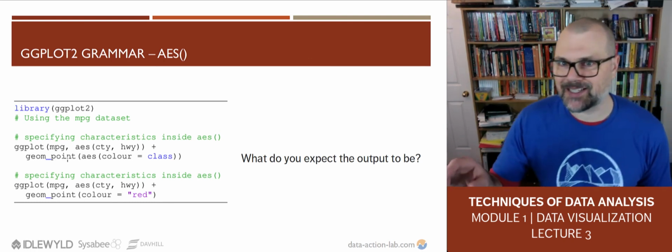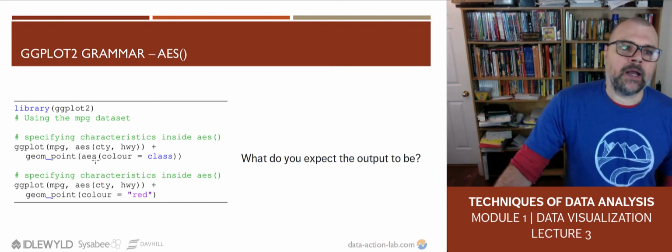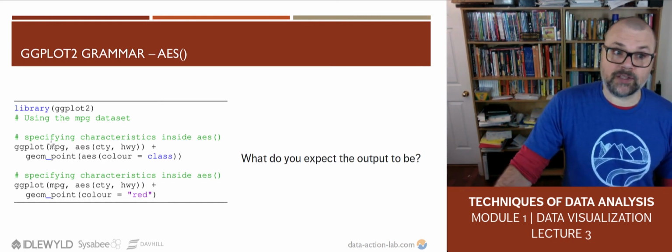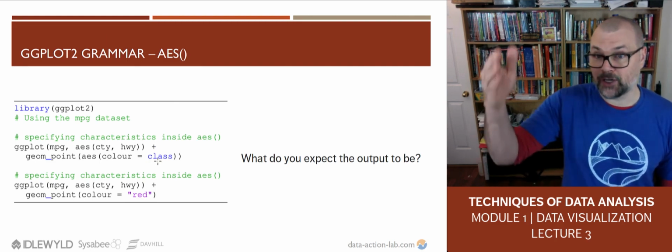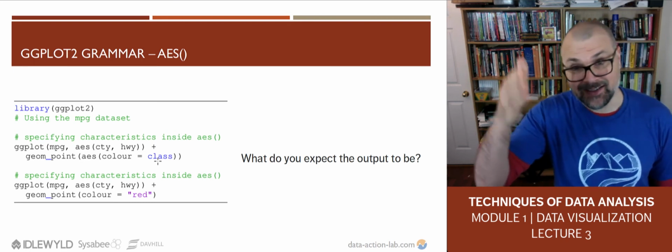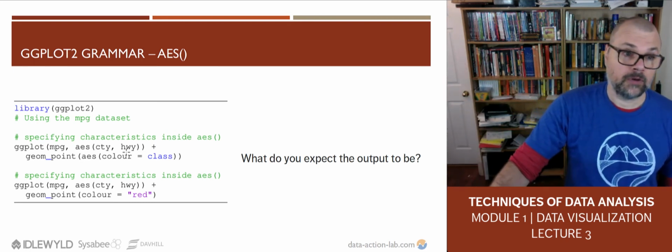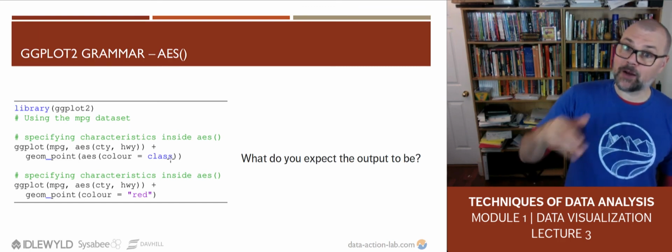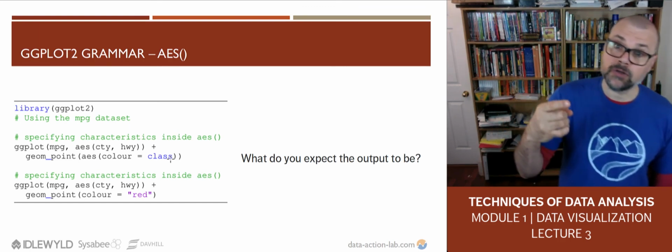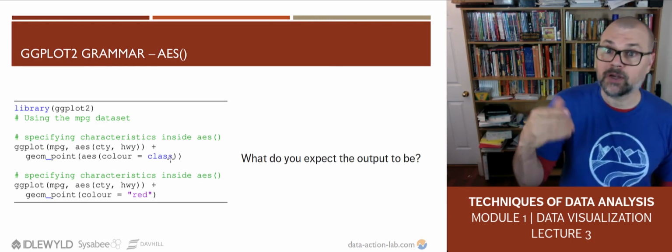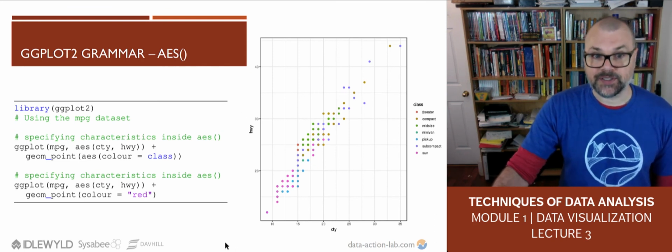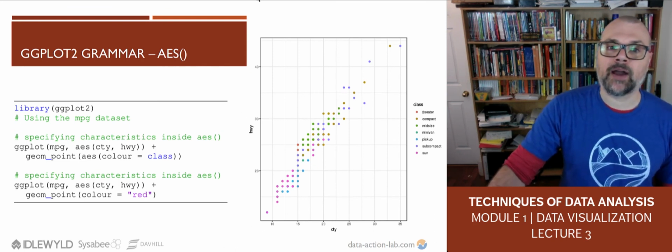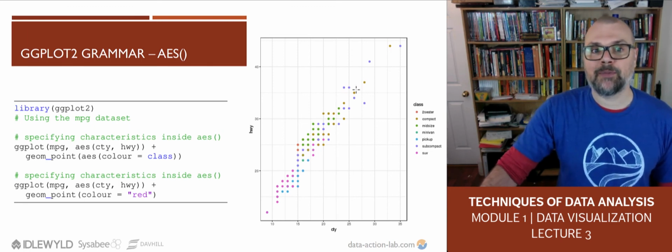So we're going to plot a scatter plot, and we would like the color of the points that show up in this plot to be mapped to a variable called class, and class is one of the variables in your data set. So you have city, highway, and class of vehicle. What we would expect to see here is a scatter plot with different colors for a point based on the class of car that it is. So let's take a look at this. This is indeed what you see. A scatter plot, city mileage, highway mileage, and different colors based on the type of car that you have.